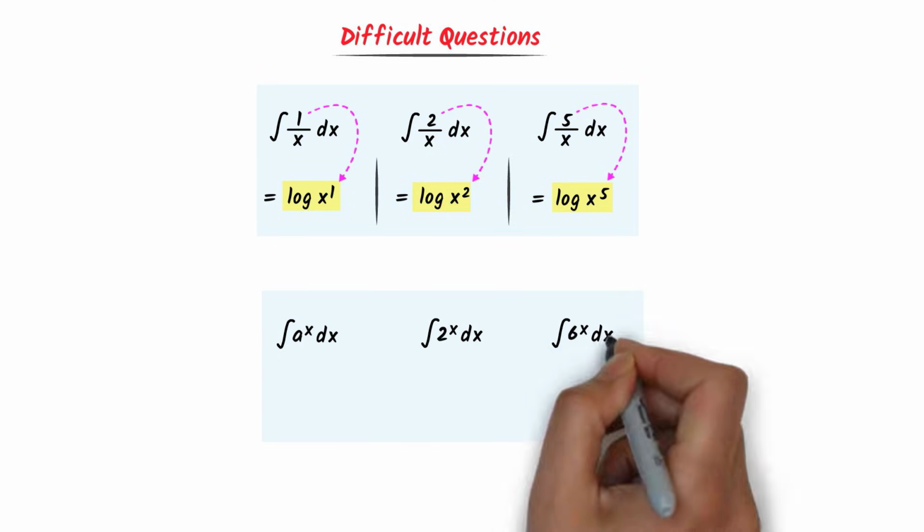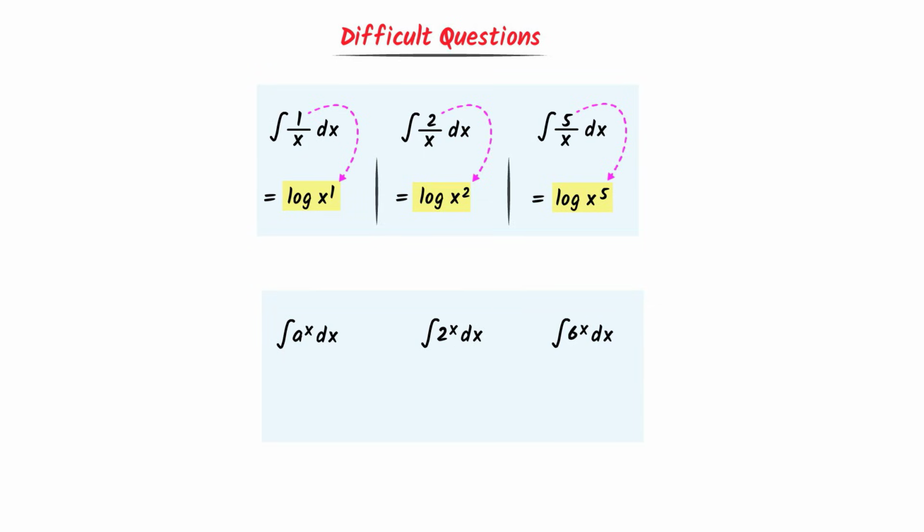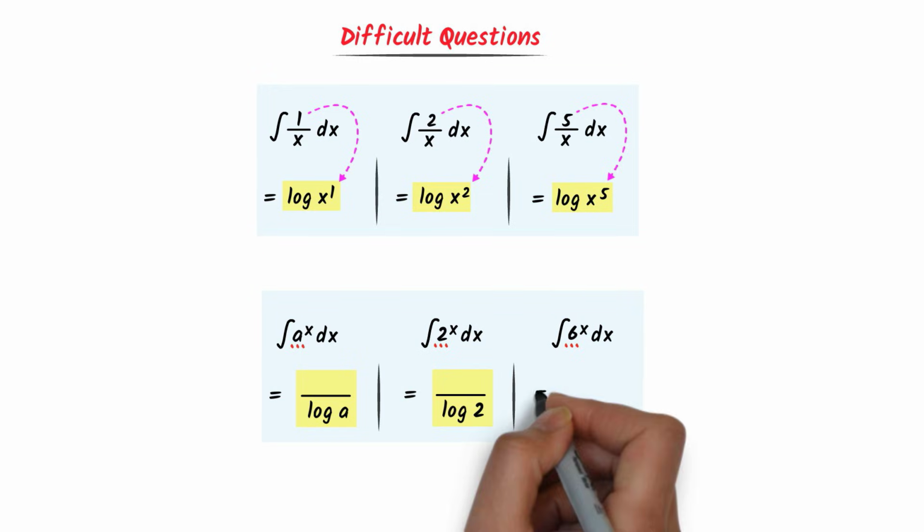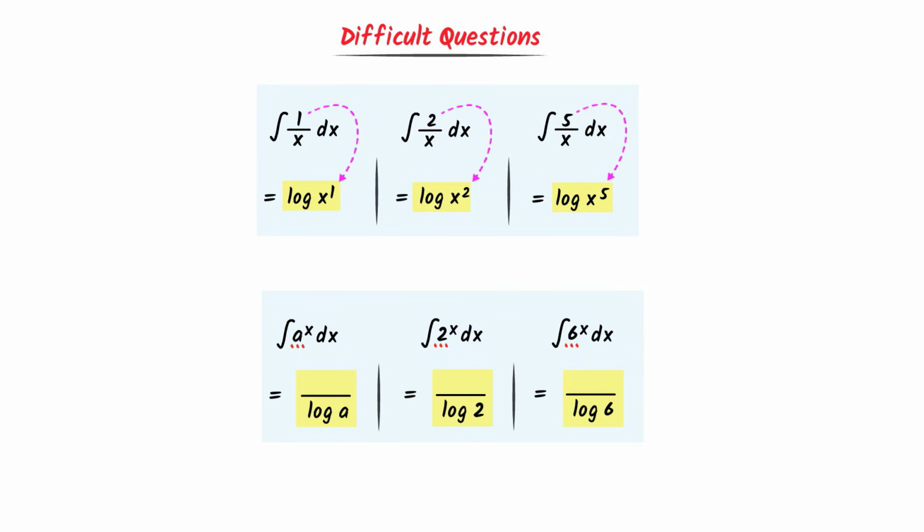Now consider these questions. Here, x is present as a power. In such type of questions, I use a simple trick. I select the base term like a, 2 and 6. Then I write their 1 by log, like 1 by log a, 1 by log 2 and 1 by log b. At last, I write the term as it is, like a^x, 2^x and 3^x. These are the values of these questions.